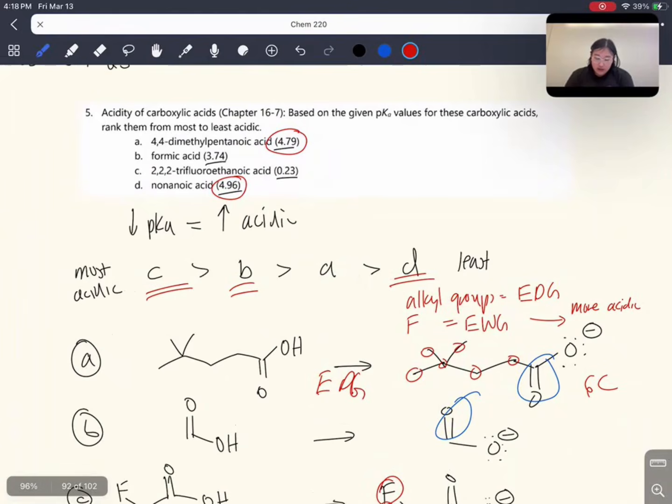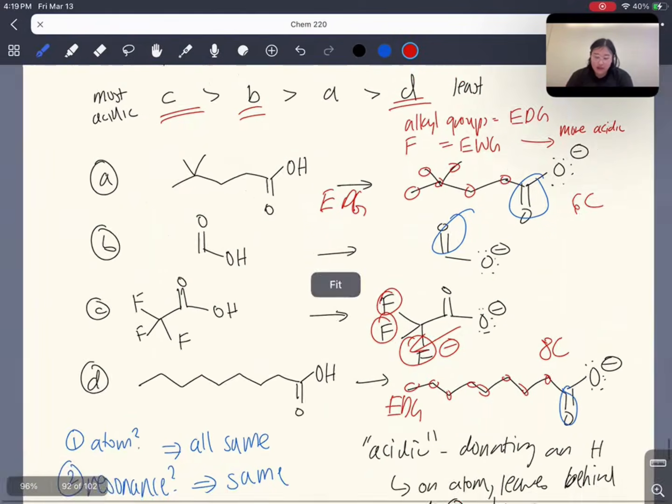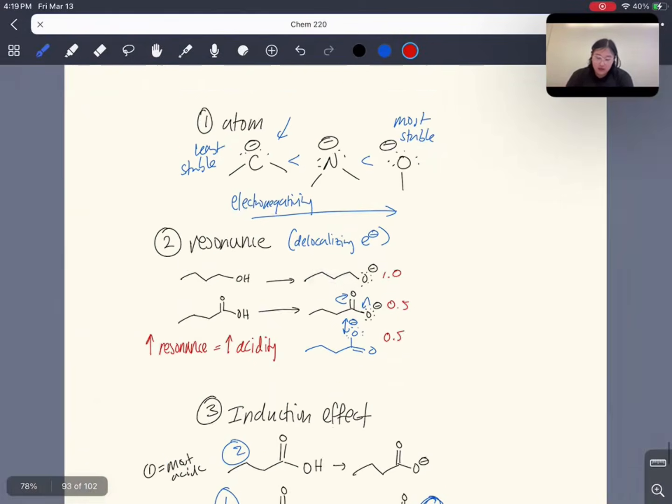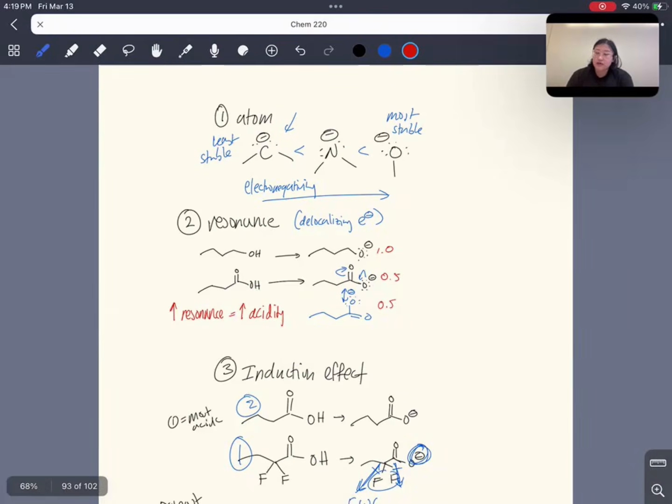There's two ways to do it. You could have done it based on the pKa values that are given, but in problems where they don't give you the pKa, this is how you reason it out based on these different reasonings: how do you know if something is more acidic or not?